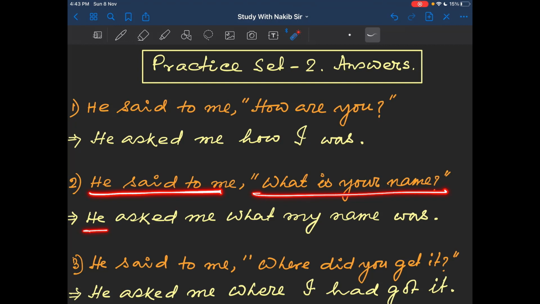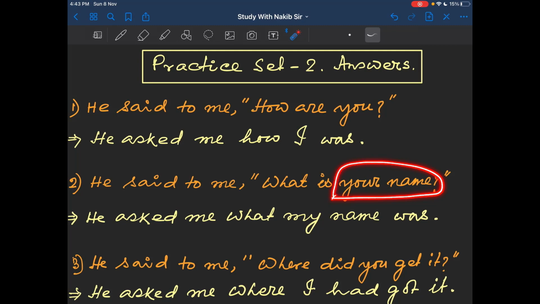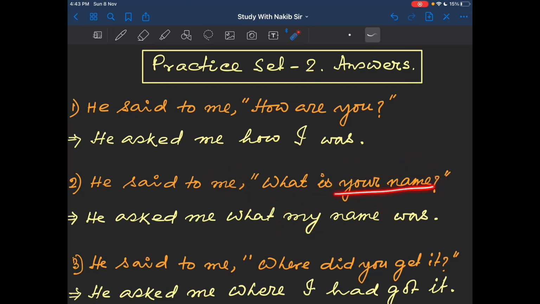He said to me, you know, he asked me, and it begins with the WH word. So this WH word will be used here as the connective. So he asked me what? Now the subject, your name, is the subject. Your name will be changed to my name according to rule number 3. Here it is the second person pronoun, and the second person pronoun is changed in indirect narration according to the number and person of the object of the reporting speech. So your name is changed to my name.